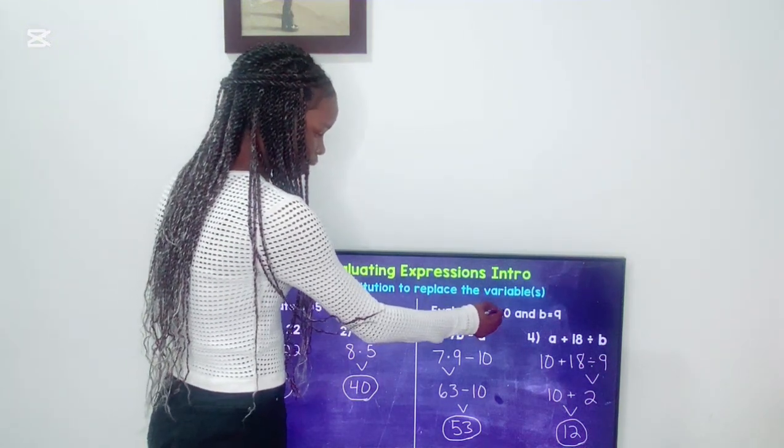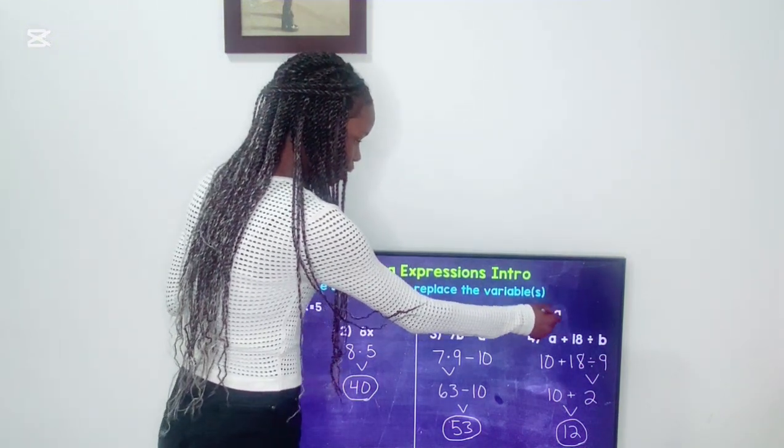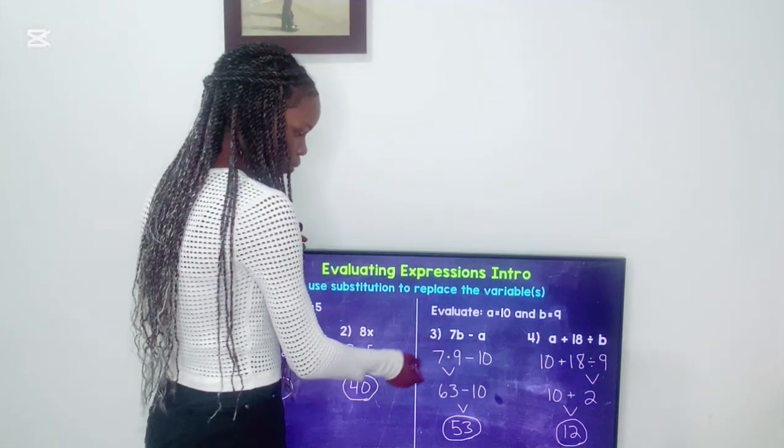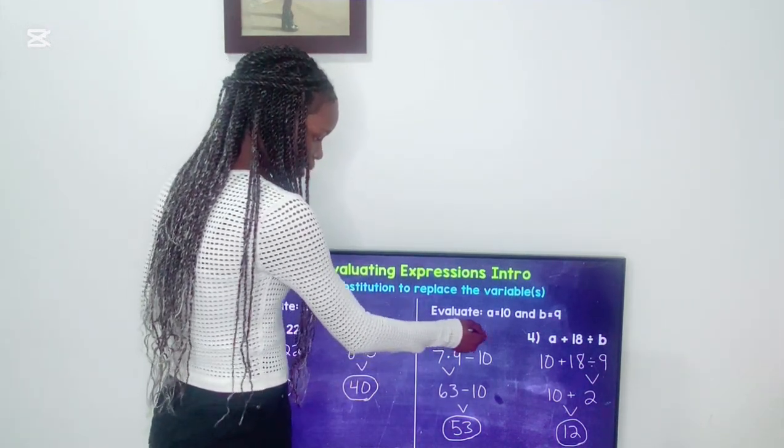Evaluate, where A is equal to 10 and B is equal to 9. So let's move into number 3, which says 7B minus A.